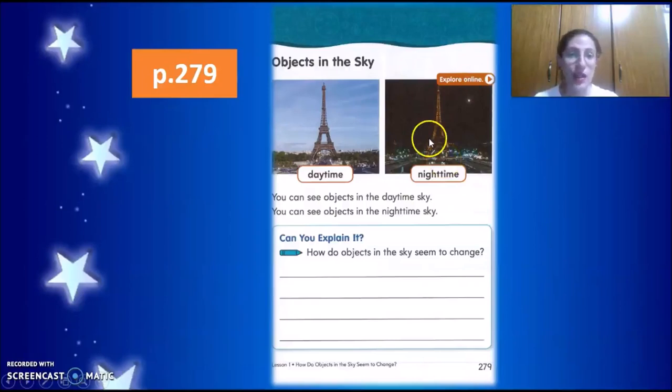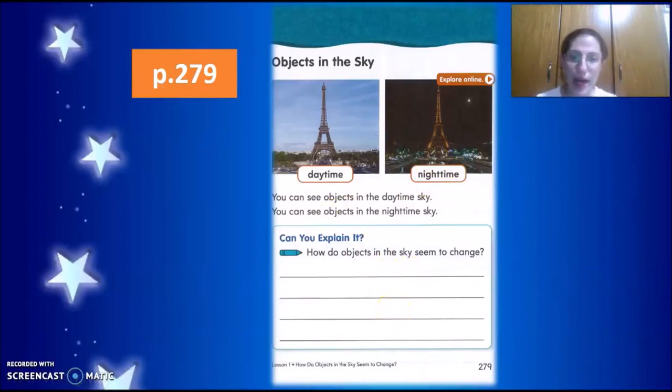Excellent, and during the nighttime or in the dark, we cannot see the objects unless they give off their own light or we shine light on them, right? Let's read together. You can see objects in the daytime sky. You can see objects in the nighttime sky. So we could see some objects that appear in the daytime sky and then other objects that appear in the nighttime sky.